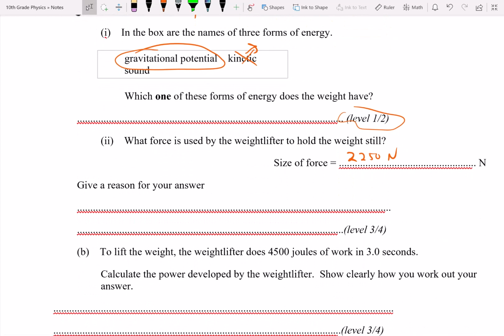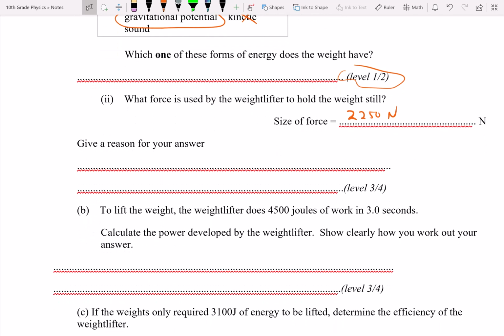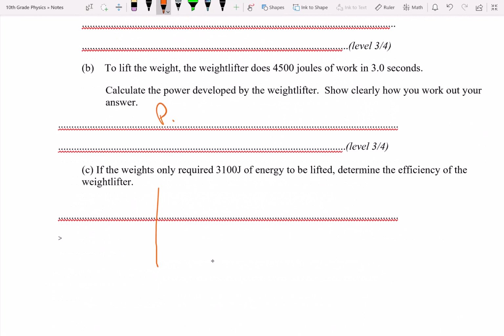To lift the weight, the weightlifter does 4,500 joules of work in 3 seconds. Calculate the power developed by the weightlifter. Remember, power is work over time. So in this case, he's doing 4,500 joules of work over 3 seconds, which means he's doing 1,500 joules per second, which is better known as watts.